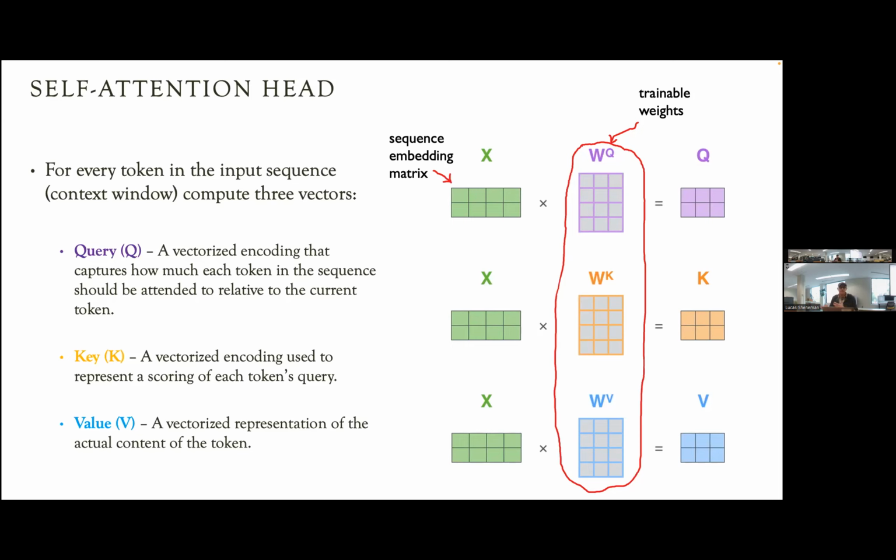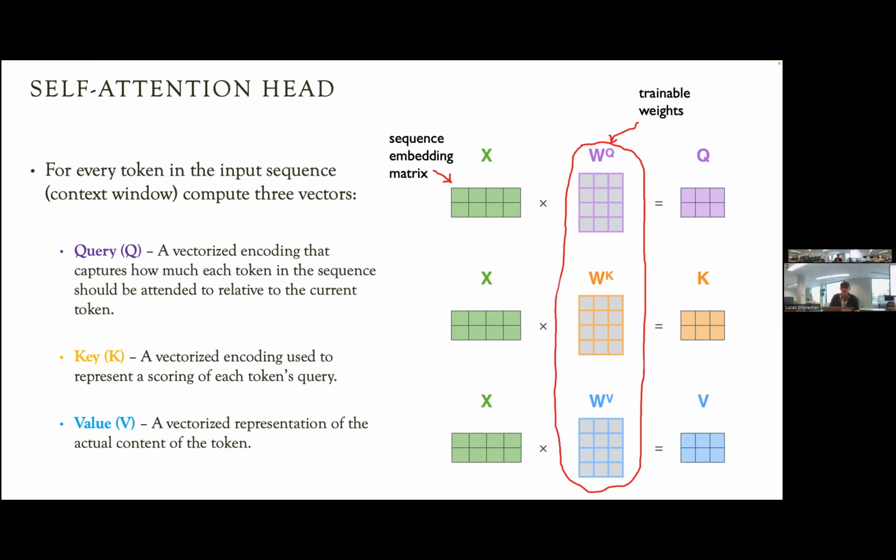Then there's a key vector. So that's an encoding that's used to represent the scoring of every token's query. So every token has all three of these vectors, and they have to evaluate them in the context of all the other tokens' query, key, and value vectors, okay?